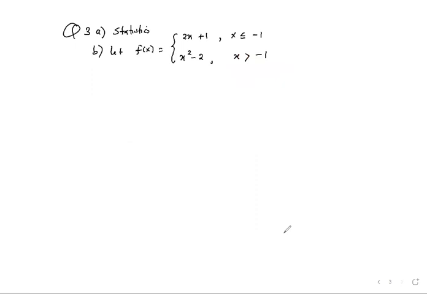Okay, so we're given this function. Part one says sketch. And part two, find the limit as x goes to -1 of f. Part three, is f continuous at x equal to -1.